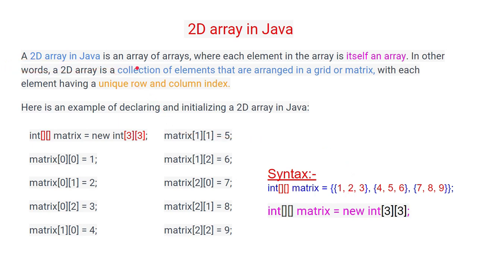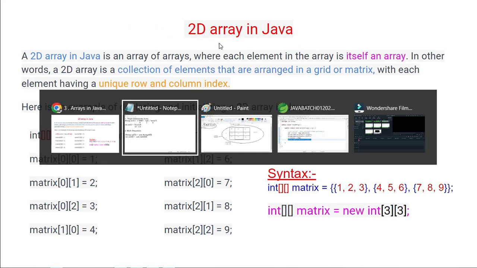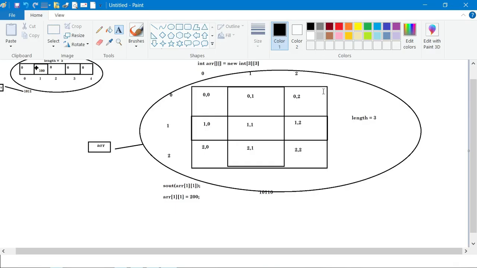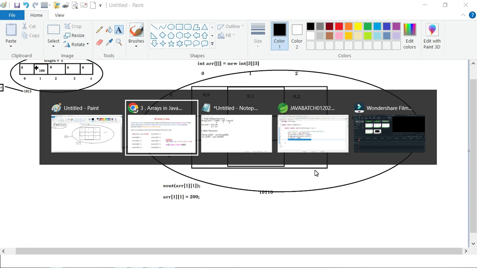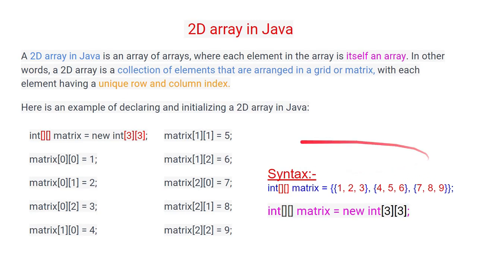This is the multi-dimensional array in Java. A 2D array is a collection of elements arranged in a grid or matrix. If you know matrices from 12th or 10th standard, based on that we can arrange the 2D array. I have shown you the diagram also. Here you can see this is nothing but a matrix only. So based on the matrix, we are arranging the 2D array, which is a multi-dimensional array, with each element having a unique row and column index.